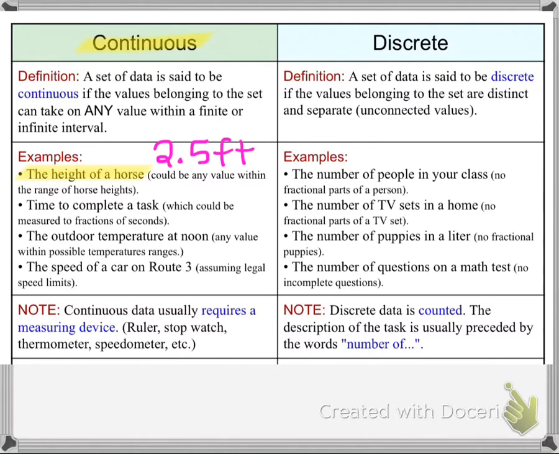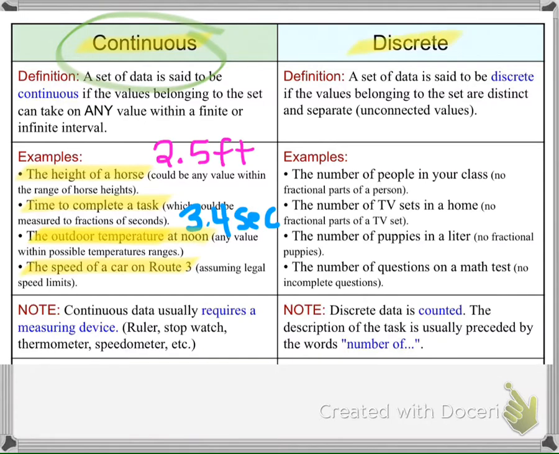Another example, let's say we were talking about how long it takes you to complete a task. It could take us 3.4 seconds to complete a task. So when we want to include the decimal or fractional values, like these examples here, that is when it's continuous.